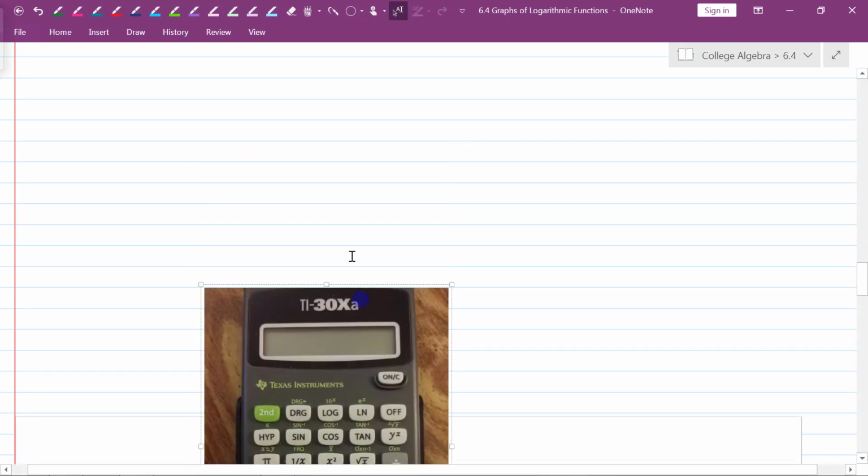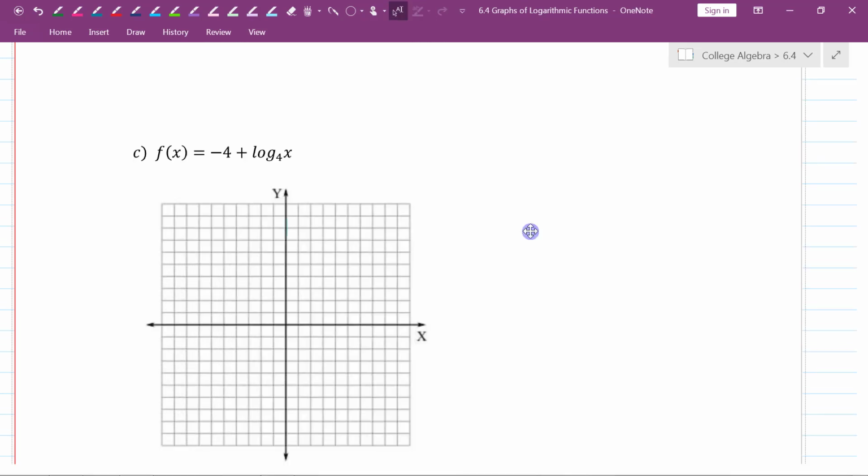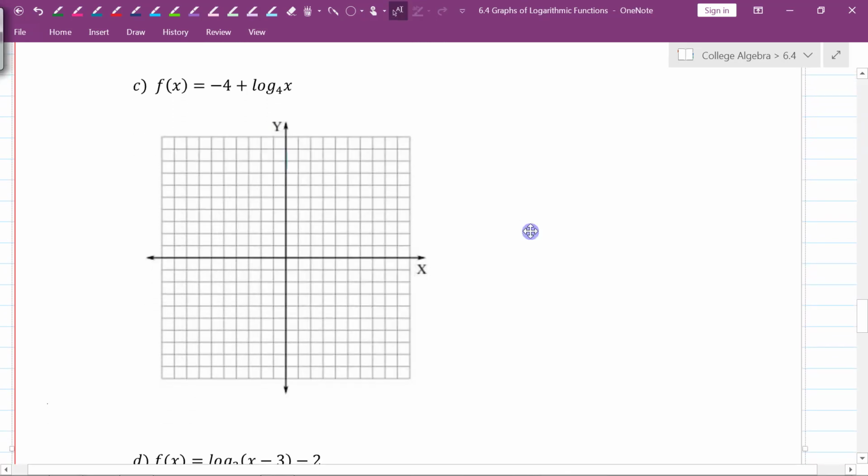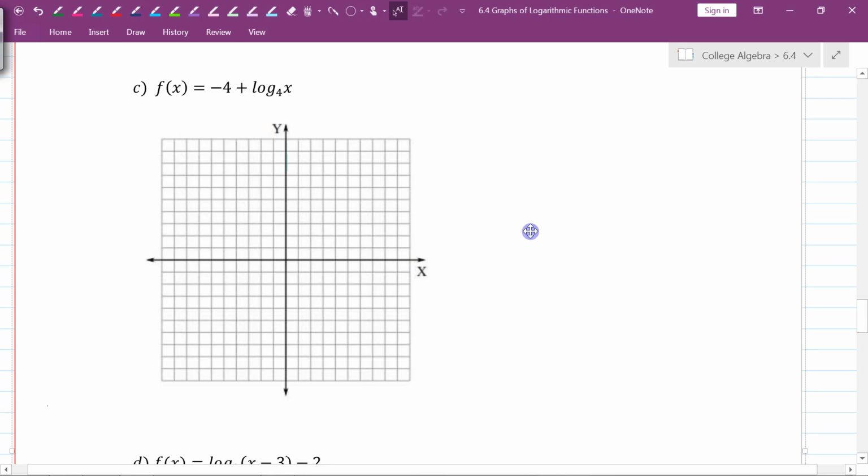So, here we go. Let's find our next problem here. This is a really great problem. I love working on this particular problem. So our function is f of x is equal to -4 plus log base 4 of x. The first thing I want you to notice is if I switch it around, I can write it as log base 4 of x minus 4. So I can clearly see that I do not have a horizontal shift, but I do have a vertical shift down 4 units.